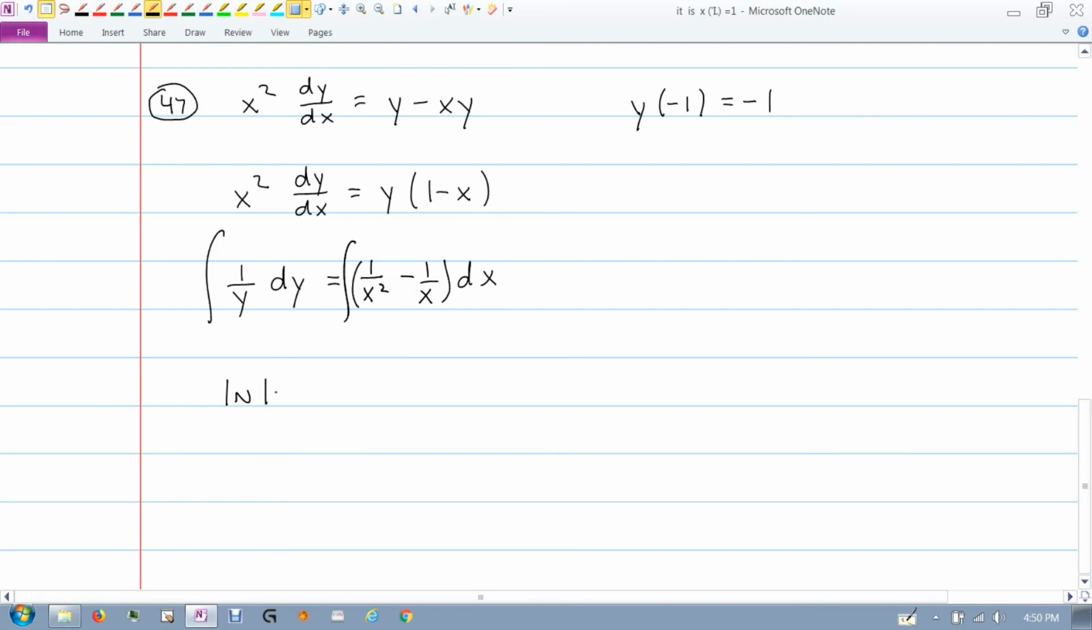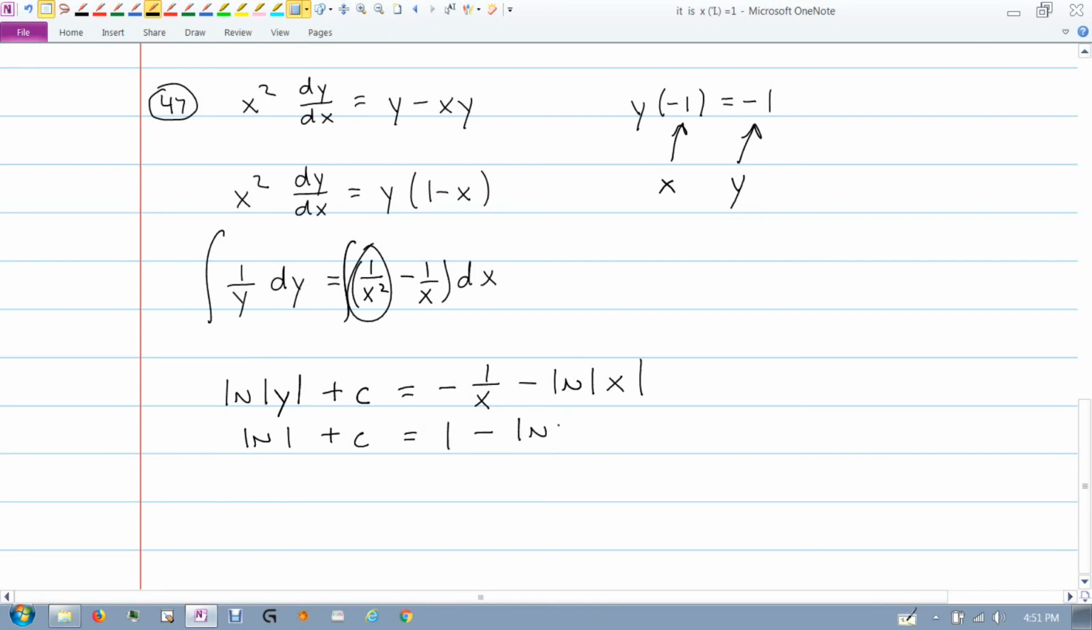So I've got natural log y here plus some constant equals negative 1 over x, that's the antiderivative of this, minus natural log of x. Okay, so I'm going to plug in negative 1 for y and for x, right? For x I'm plugging in negative 1, for y I'm plugging in negative 1. So I get natural log of the absolute value of negative 1, so this is natural log of 1, plus c equals negative 1 over negative 1, that's just 1, and then minus natural log of absolute value of negative 1 is 1. So natural log of 1 is 0. Both of those are gone, and all you're left with is c is 1. That's pretty nice.